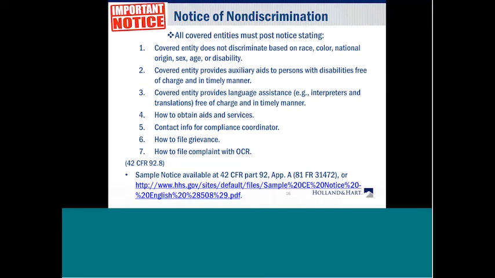That notice has to state that the covered entity does not discriminate based on race, color, national origin, sex, age, or disability, that the covered entity provides auxiliary aids to persons with disabilities free of charge and in a timely manner, that the covered entity provides language assistance, for example, interpreters and translators, free of charge and in a timely manner, how that person can obtain those aids and services, contact information for the compliance coordinator so that they can contact that compliance coordinator if they have a problem or need some questions answered, how they can file a grievance, and how to file a complaint with the Office for Civil Rights.